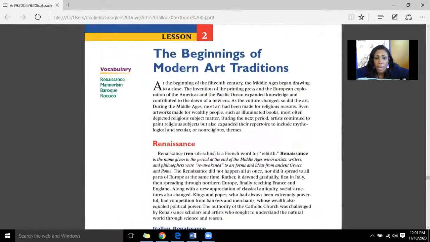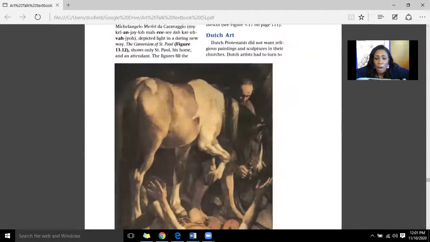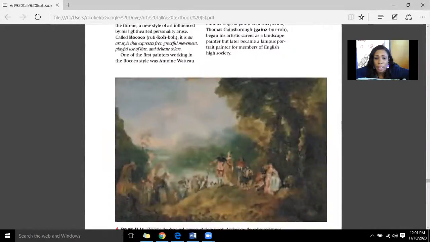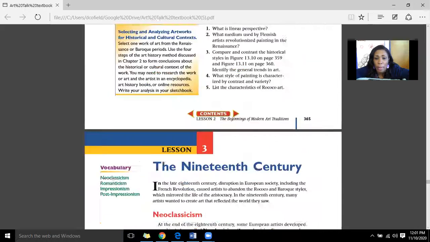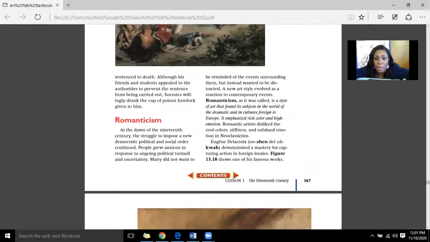Then when we look at the Romanesque or Roman sort of type art, we see the difference between the two because it has a little bit more emotional things involved with that. So when we look at romanticism, it's a style of art that found subjects in the world with cultures foreign to Europe. It dealt with a lot of emotionalism, rich color. So the difference between neoclassicism, no emotion like that, and romanticism, they had a lot of emotional involvement in their work. Delacroix was an artist that did that.